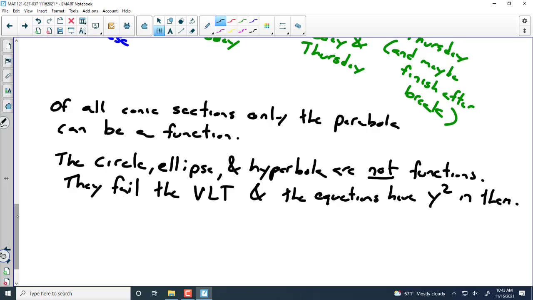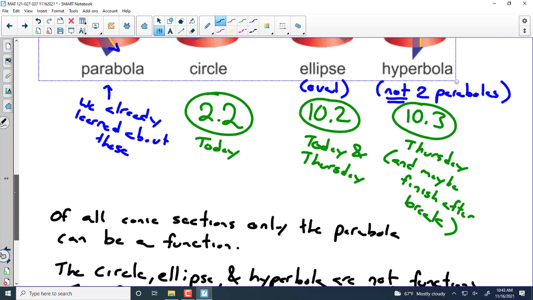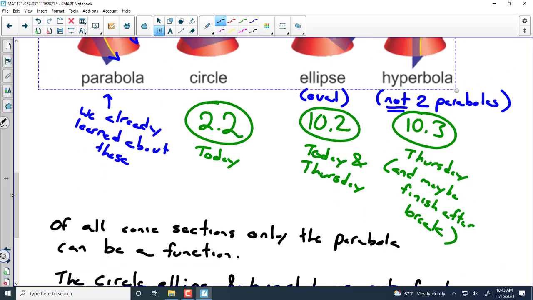So just so we're clear, everyone, we're not talking about parabolas in this unit, but in case you're curious, there is another way to look at parabolas, and that's actually what section 10.1 is about, but we skipped that one because we've already covered parabolas. So that's why we're jumping straight into circles today.